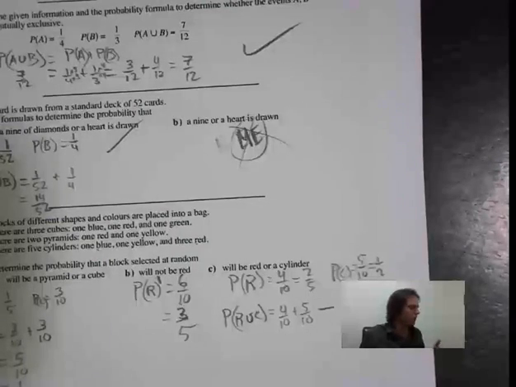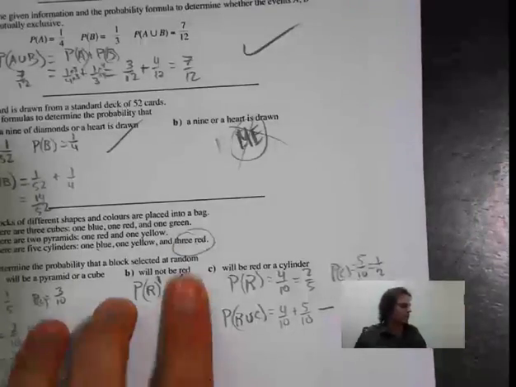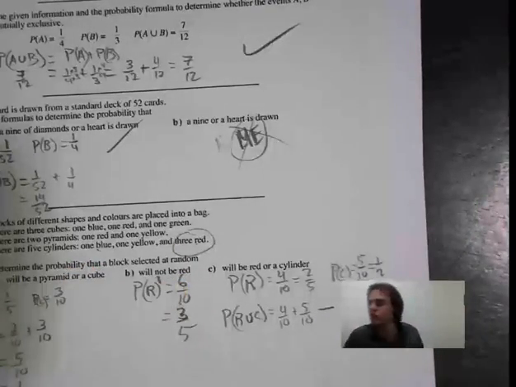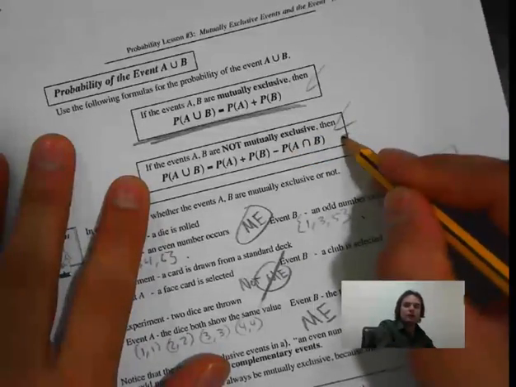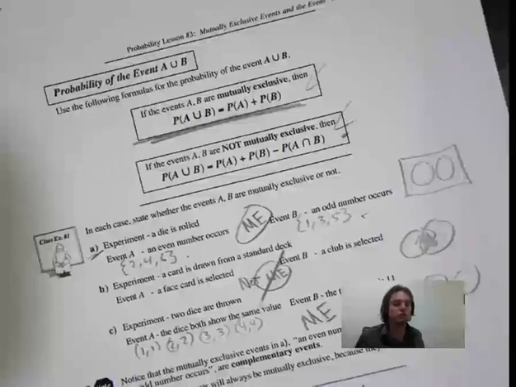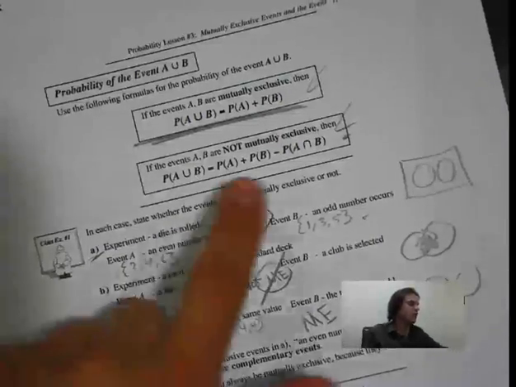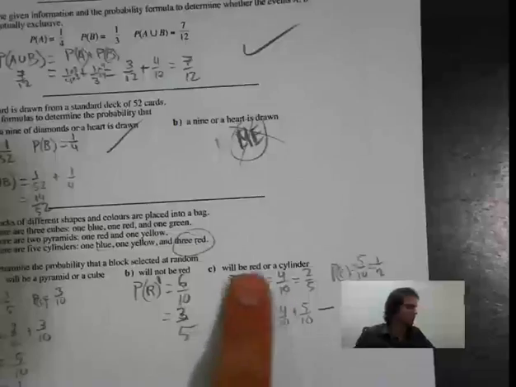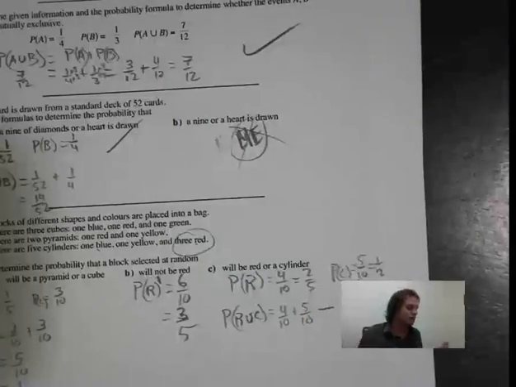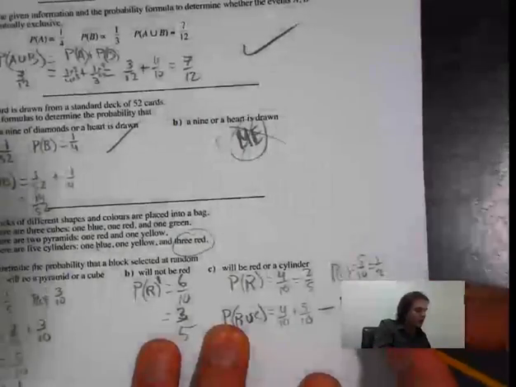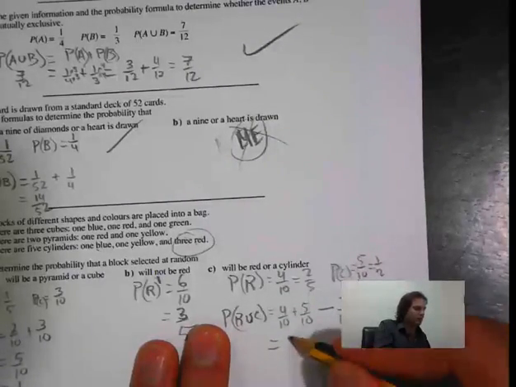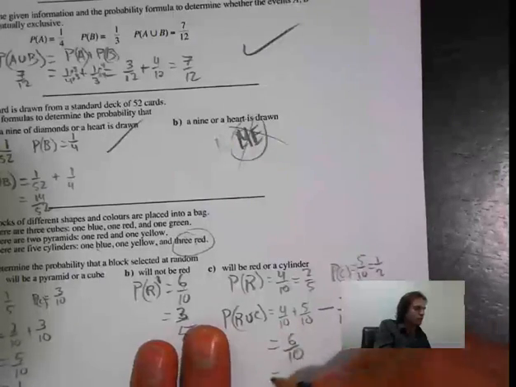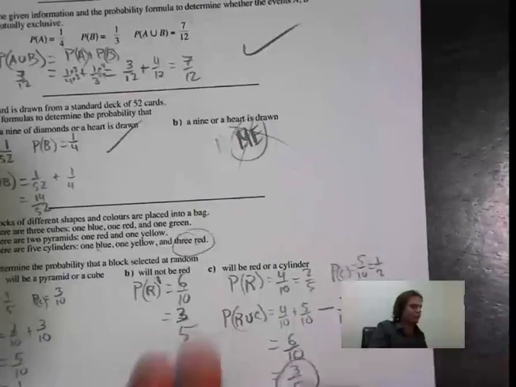So now we have to figure out what is the overlap. So how many are in both? I have 3 red in both, don't I? I am using, by the way, this formula right here because we know it is not mutually exclusive because there are some red cylinders. So there are some red that are cylinders. So we have to subtract those away, and that is our 3 out of 10. So that's going to give me a total of 9 out of 10 minus 3 out of 10, 6 out of 10, which gives me 3 out of 5 is my answer. Okay?